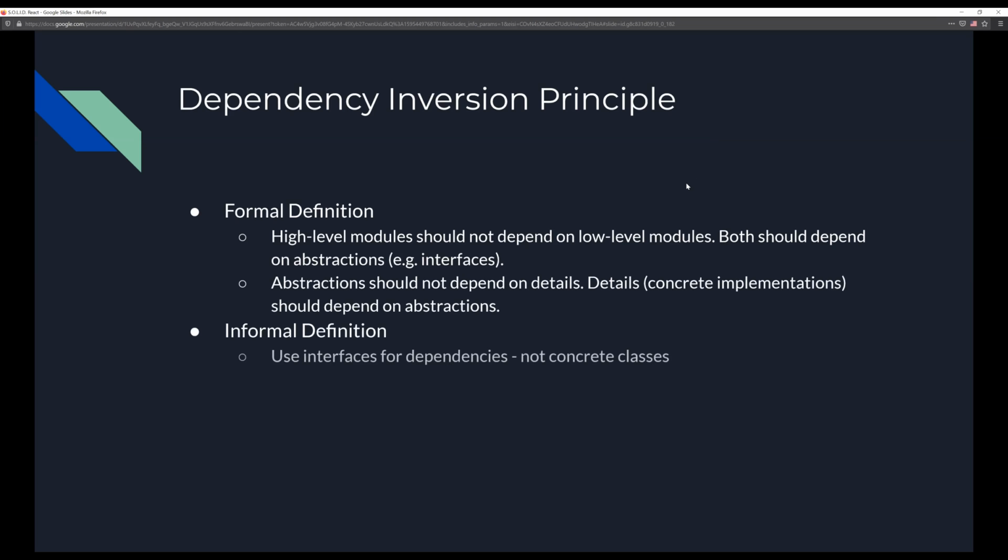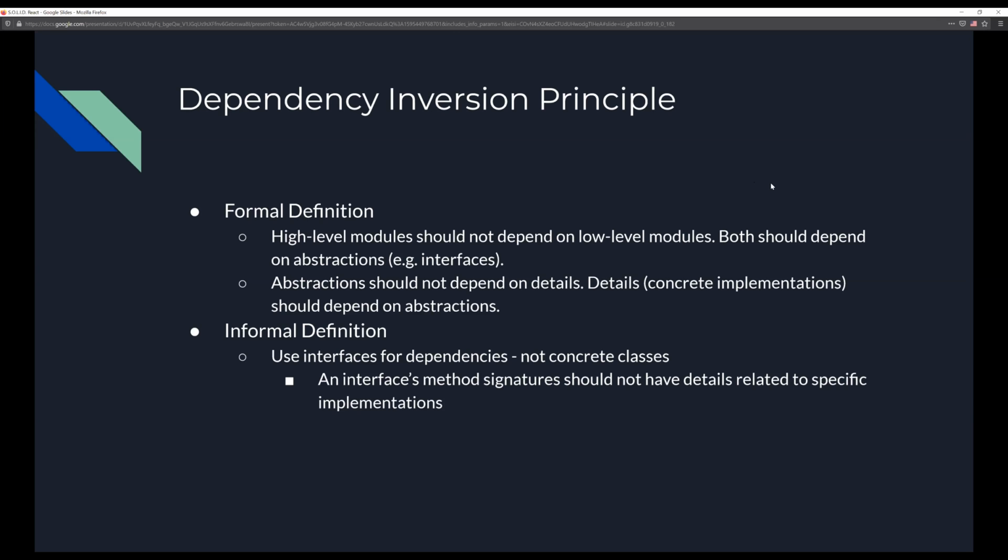So what does this mean? It means we should be using interfaces for dependencies, not concrete classes. Don't be passing classes around. This also means that an interface's method signatures should not have details related to specific implementations. An example would be if I have an IAnimal. I shouldn't have bark on an IAnimal interface, because that's specific to maybe the dog class. If that leaks up into our interface, we're doing the wrong thing. We should probably have a speak or a vocalize or something like that that can apply to anything.